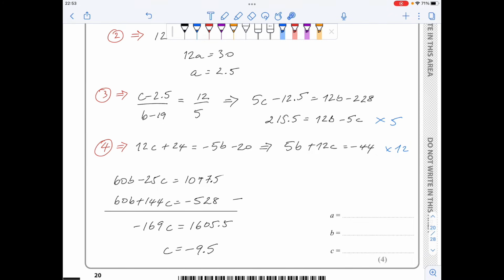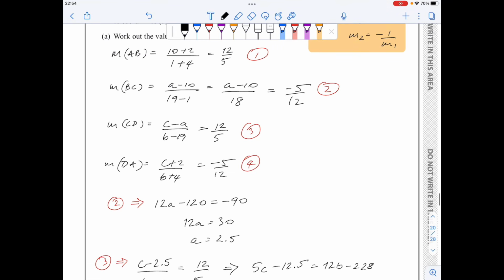And then if I substitute this c into any of the equations, for example, this one, I will get the b value, so 5b plus 12 times minus 9.5 equals minus 44. 5b is equal to 70, so b is equal to 14. So my values are 2.5 for A, 14 for B, and minus 9.5 for C. Now note, if you are using vectors, you can do the following.